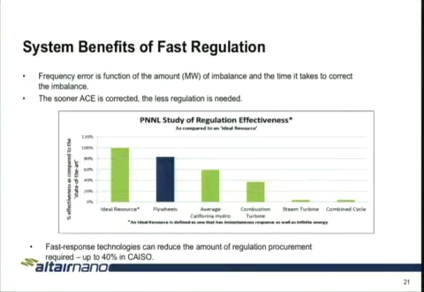So Pacific Northwest, not only did they look at that, then they did the table, and they said, well, what would be an ideal resource?